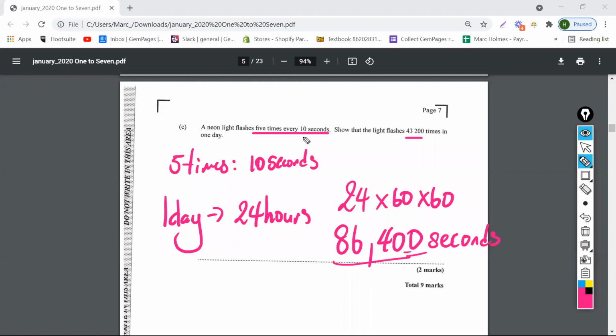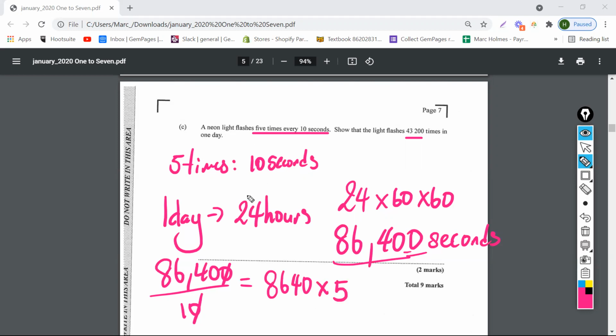So it said every 10 seconds it flashes 5 times. So 86,400 divided by 10 would give you how many 10 seconds are in a day. So there are 8,640 10-second periods in each day. And if I multiply this by 5 now, because it flashes 5 times every 10 seconds, then that would give me the 43,200 times.